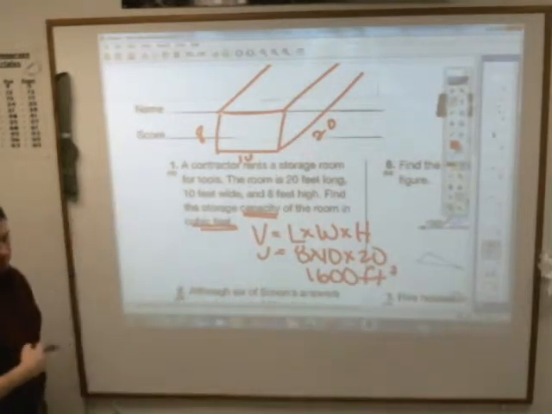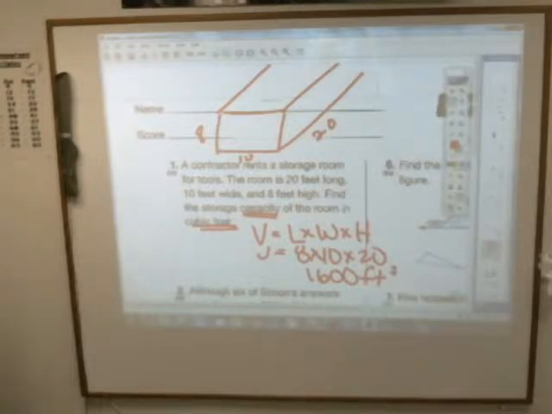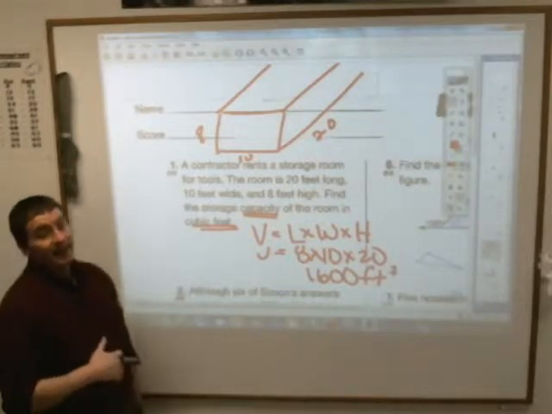Did you do surface area? No, I just multiplied volume. I'm glad we straightened that out.